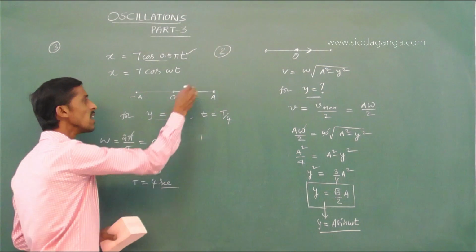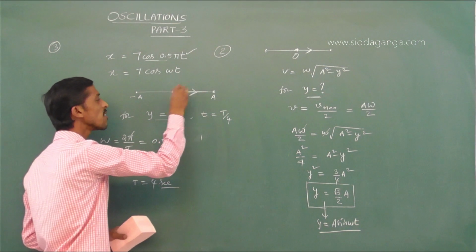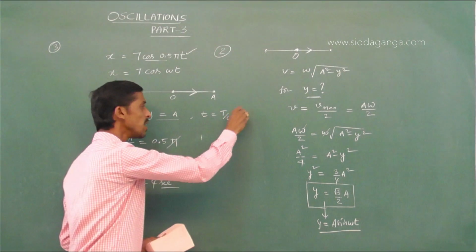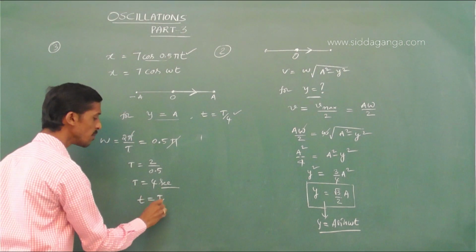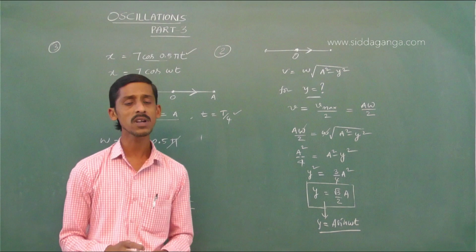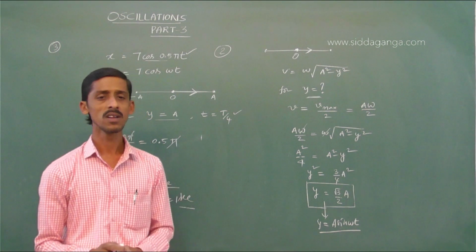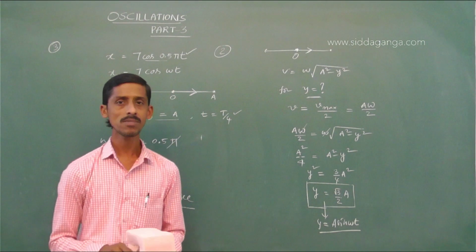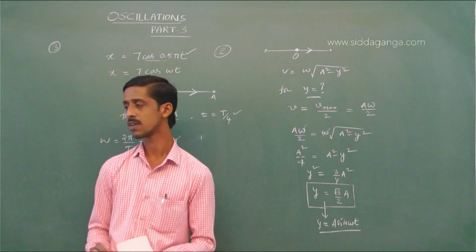But the question is the time taken to go from equilibrium to the point of maximum displacement. So T by 4. The required time is T by 4, that is equal to 1 second. Option C. Very simple question. Next question.